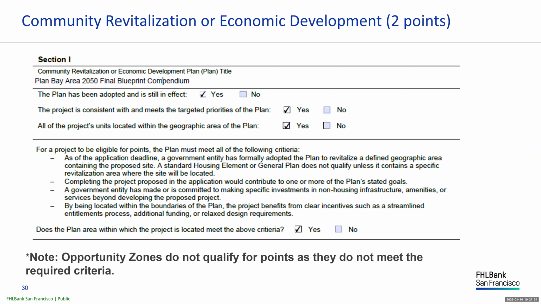This feature is worth 2 points. To qualify, the bank's community revitalization or economic development plan area form must be signed by the appropriate planning official and confirm that the plan meets the required criteria. You must meet the following.